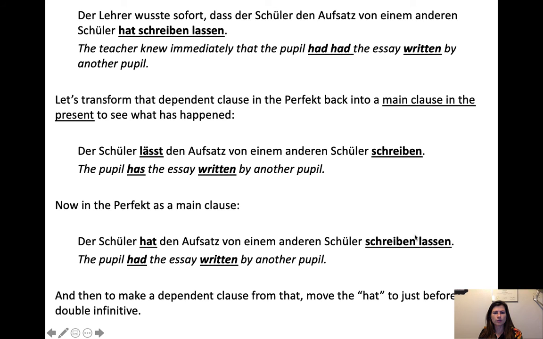And now that we want to go back to the dependent clause, we're going to take this whole thing and make it a dependent clause instead. All we need to do is think about the verb kicking at that point. And the verb kicking is going to happen where you take this hat, and you're not going to kick it all the way to the end, but only almost to the end, right before that double infinitive. And that's how we get to this sentence at the very top: dass der Schüler den Aufsatz von einem anderen hat schreiben lassen. So hat gets kicked to right here, and then you get hat schreiben lassen.